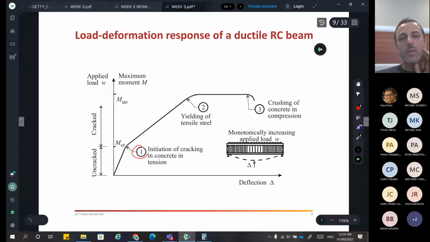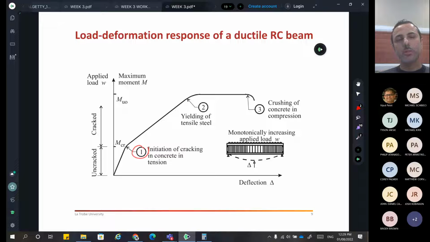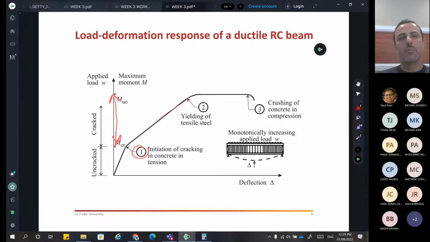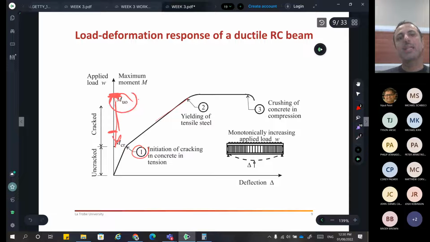So stage number 1, again, is the cracked stage where the micro cracks will happen, and your beam will typically be working within this phase, depending on the load. If there is no load on the slab, we're going to be somewhere here. If we have more loads, we're going to go higher, but the maximum we're going to get to is M ultimate, and this is what you're going to design by the end of this week.